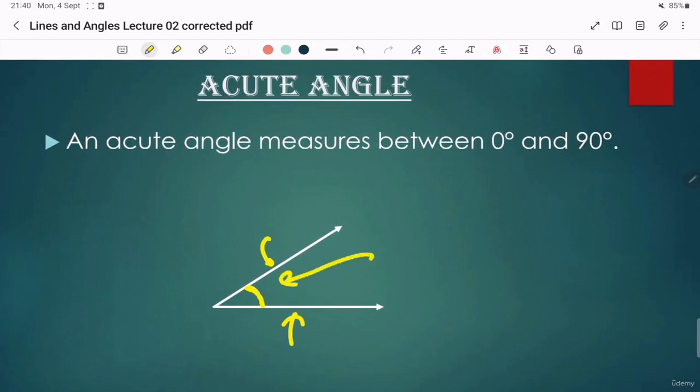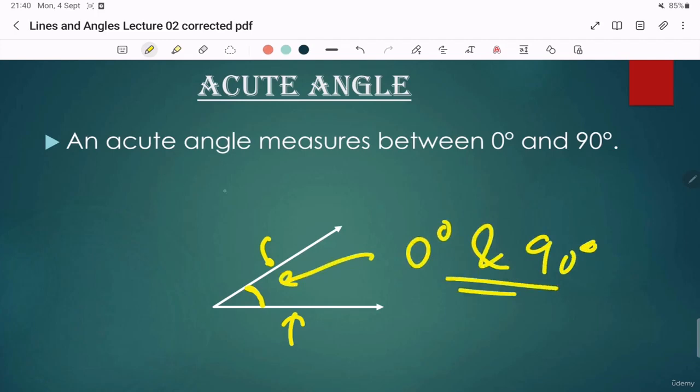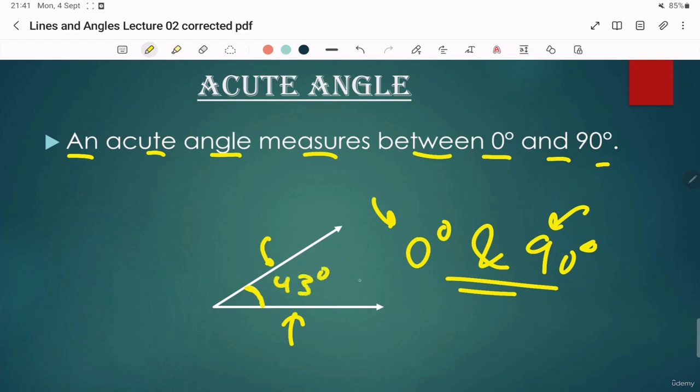So if this angle is between 0 degrees and 90 degrees, that is, if this angle is greater than 0 degrees but less than 90 degrees, then this angle is going to be an acute angle. Therefore, an acute angle measures between 0 degrees and 90 degrees. Let's say this angle is 43 degrees. So this is an acute angle.